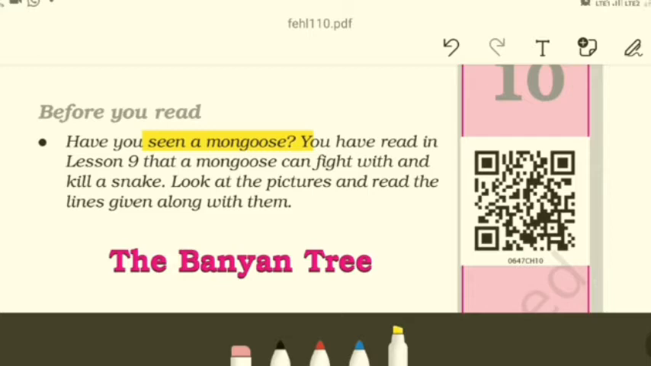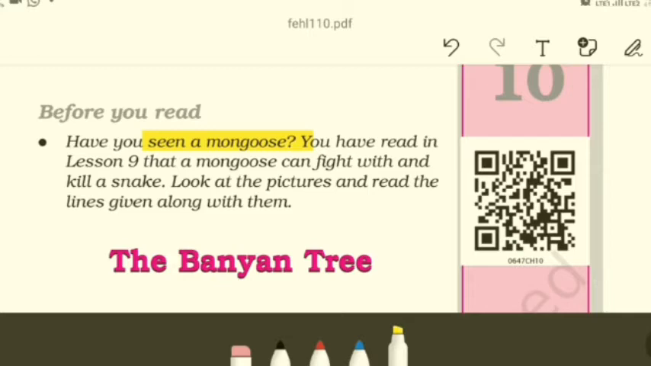Mongooses are very fierce fighters, right? They know how to fight snakes and all. You have read in lesson 9 that a mongoose can fight with a snake and kill it, right? How are they so easily able to counterattack or fight an animal or reptile as fierce and as poisonous as a snake? Because of their agility. They are very agile, they are fast movers.